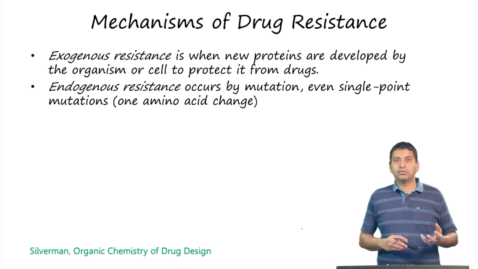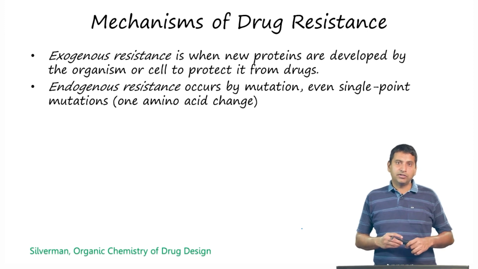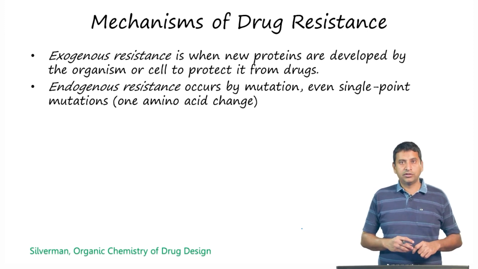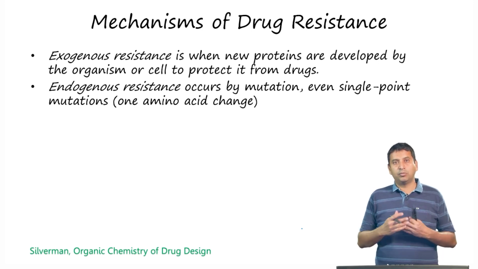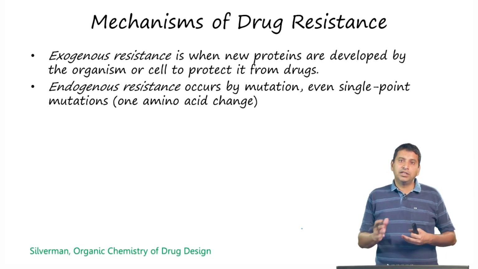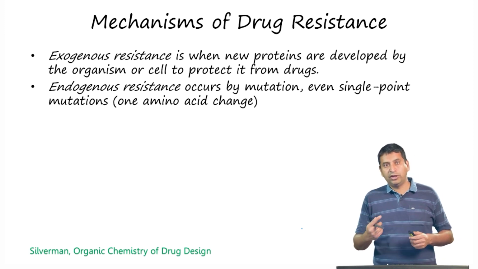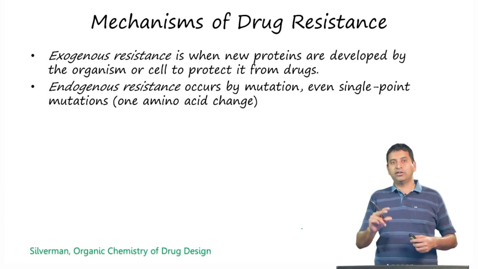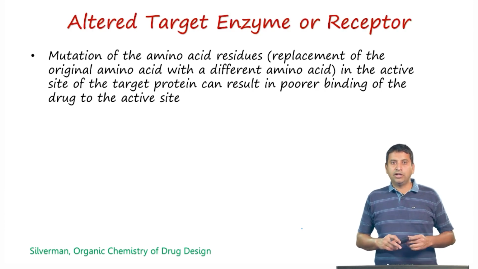The mechanisms of drug resistance are classified into two major classes. The first one is exogenous resistance, when new proteins are developed by the organism or cell to protect it from the drug. The other way to develop resistance is by endogenous resistance. This occurs by mutation or even single point mutation, that is one amino acid changes in a protein and that can result in resistance. Now, let us look at each of these in fair bit of detail.